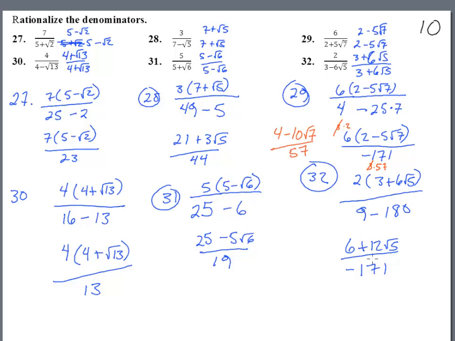Same thing happens down here. You could factor a 6 out of the top, or just a 3, since that's what's going to be canceling. That's 3 times 2 plus 4 square roots of 5, and that one is 3 times 57. Forgot that minus sign up there. So the 3's can cancel, and we're left with 2 plus 4 square roots of 5 over negative 57.